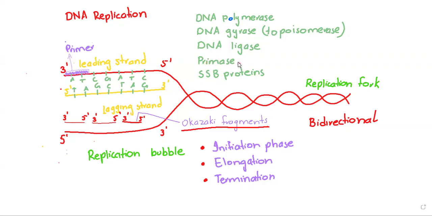Okay, the other one is primase. It has an important role: it adds the primer at the beginning of the strand to start the DNA replication, because without an RNA primer, DNA replication cannot start. The last but not the least is single-strand binding proteins. These proteins attach at the replication fork, and they help prevent the unwound DNA from rebinding. So this is the role of these proteins.